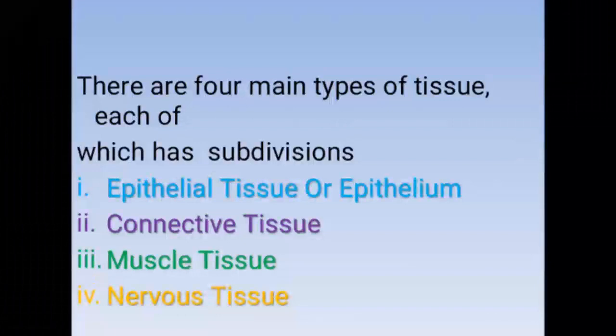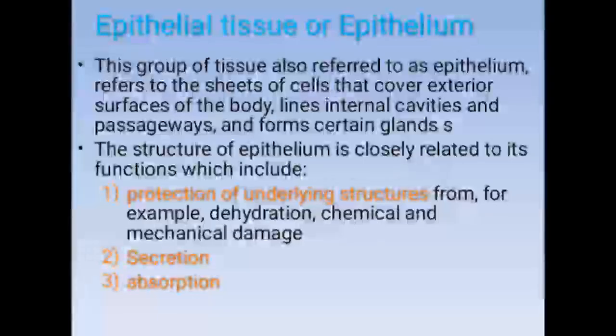Kwa ya kwanza ni epithelial tissue au epithelium, na yenyewe na subdivision zake. Connective tissue na yenyewe na subdivision zake. Muscle tissue zina subdivision zake, pamoja na nervous tissue. Hizi tissue tunaona kwamba ziko specific with specific function, zina specific effect, lakini pia zinaweza zika cooperate with one another. So starting with the first, that is epithelial tissue or epithelium.